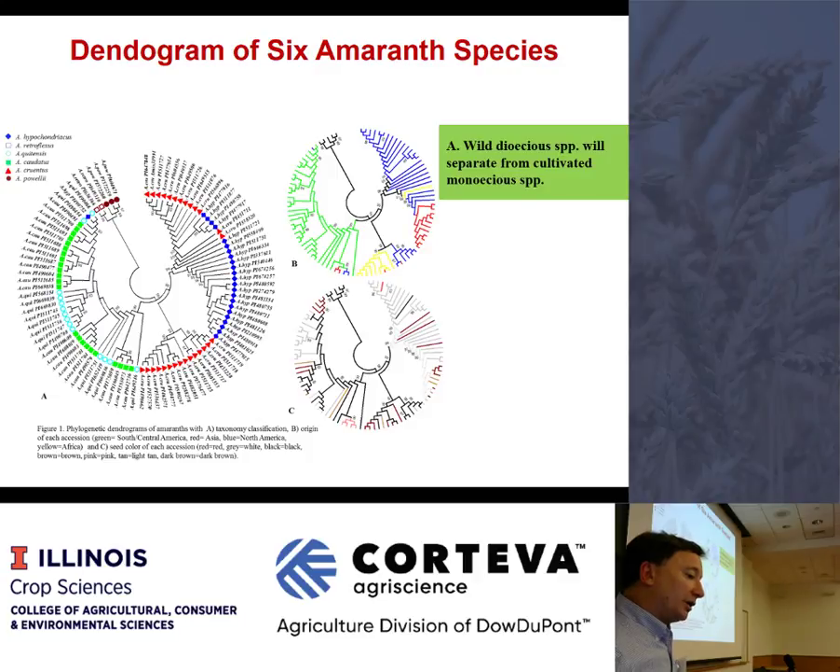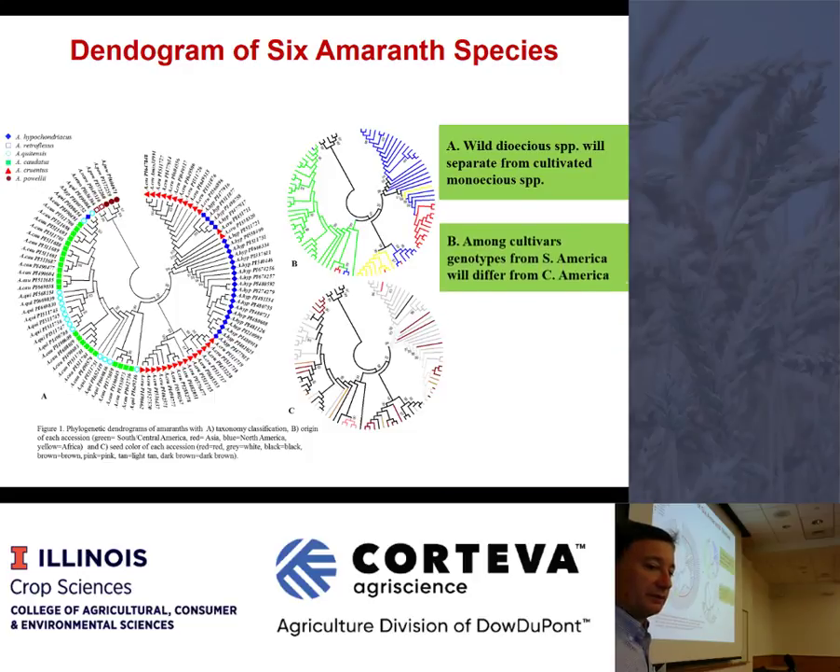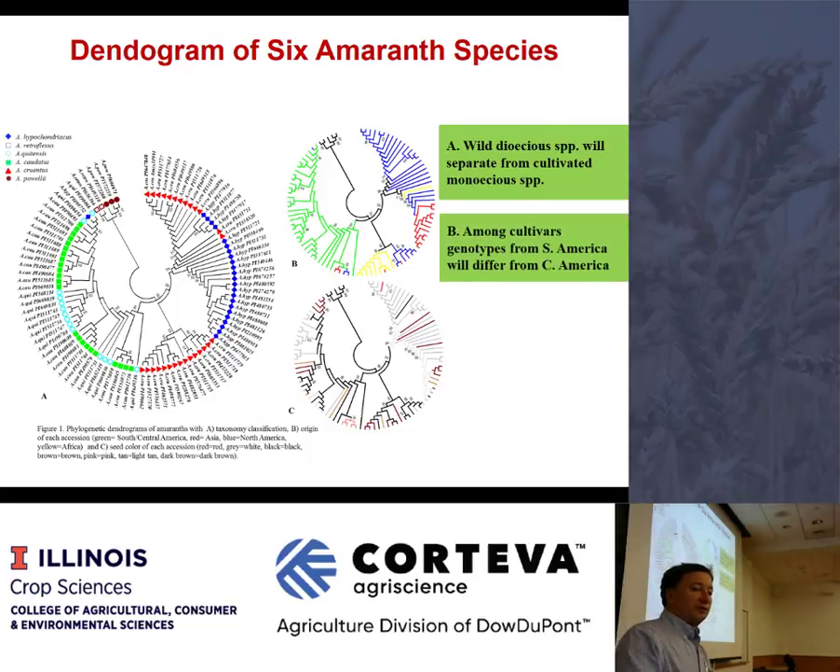And then you can see all the other ones, except for the Quitensis, which are indicated in light blue open circles, are relatives of the cultivars. And so we've separated wild dioecious species from cultivated monoecious species. That makes sense because they're in different parts of the subgenus. Among cultivars, we've separated basically the Caudatus and the Quitensis together as South American origin species from Central American origin species being Cruentus and Hypochondriacus.